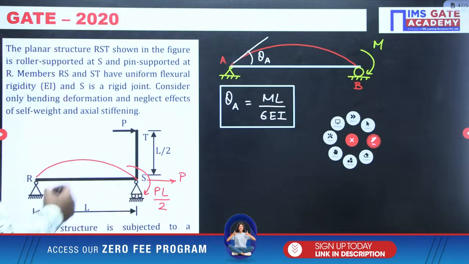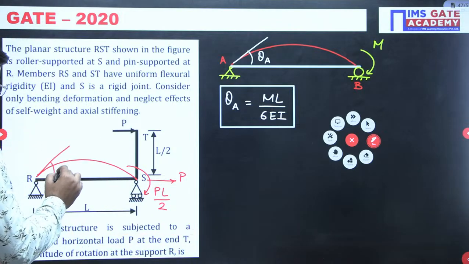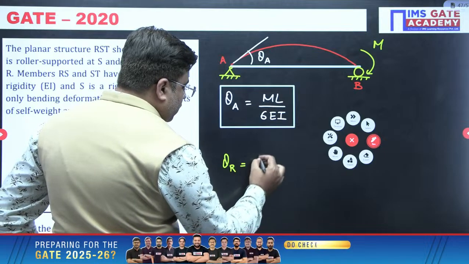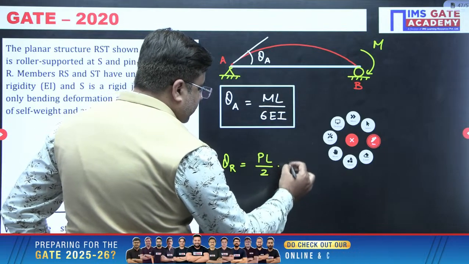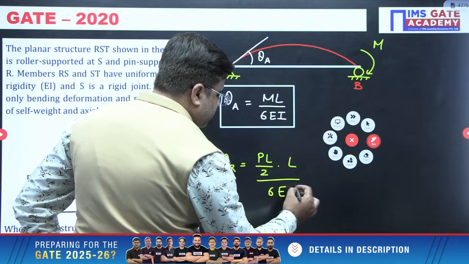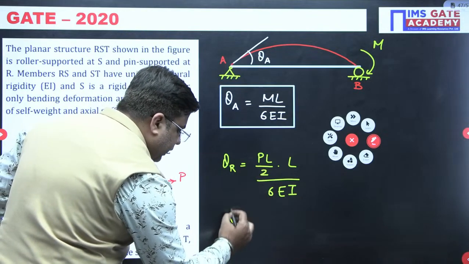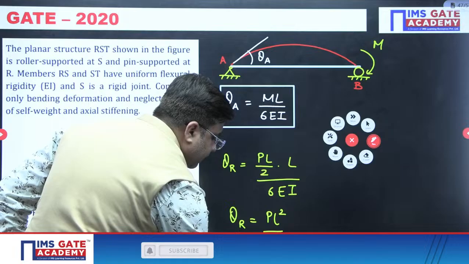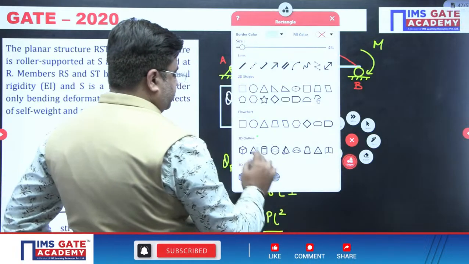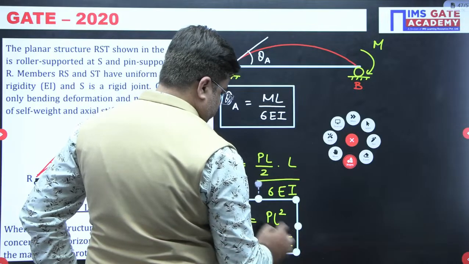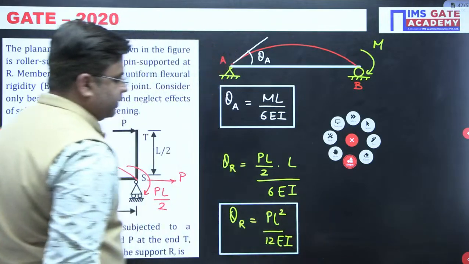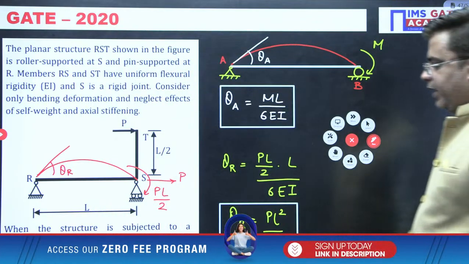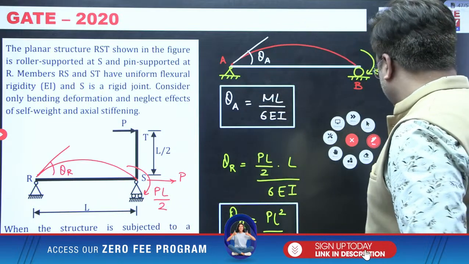This is the slope at R, theta R. And what will be the value of theta R? Theta R will be equal to PL by 2 into L upon 6EI. So theta R will be equal to PL square upon 12EI. This will be the value of theta R, which is equal to PL square upon 12EI, right? So like this, you need to solve these types of questions. Let's move to the next one.